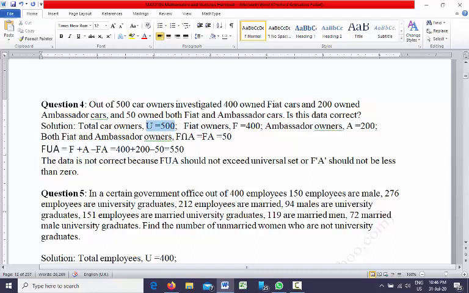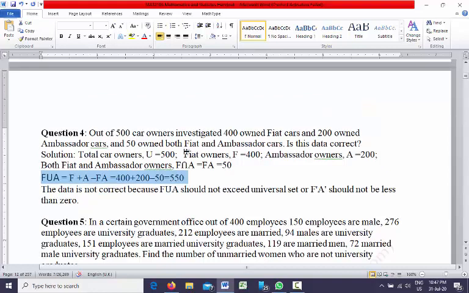The total number of owners is 500. But the shaded area is saying it has 550 owners. So it cannot be. We have a total of 500 owners, and the shaded area cannot exceed the rectangular area.